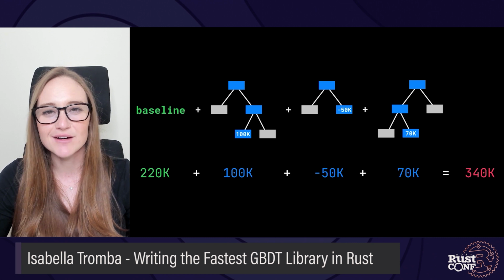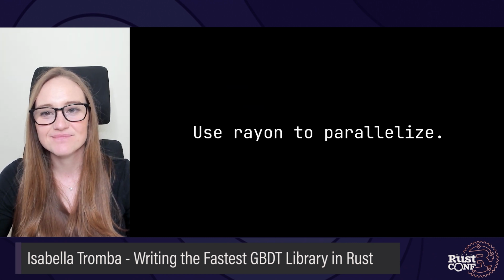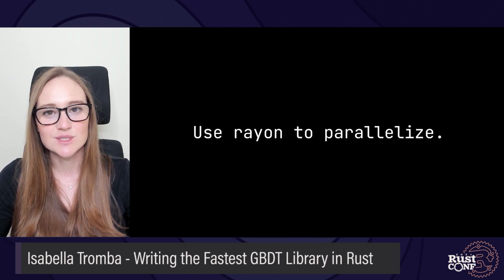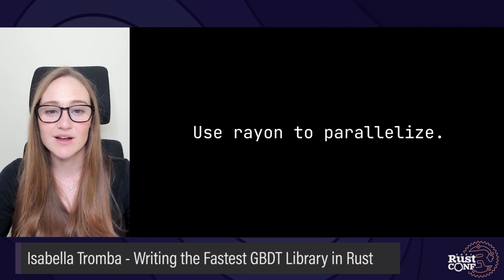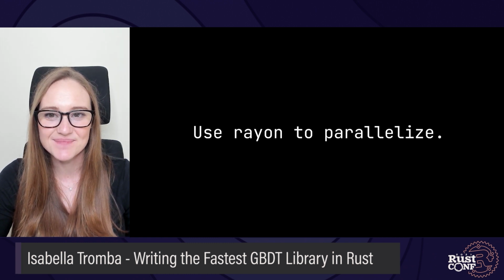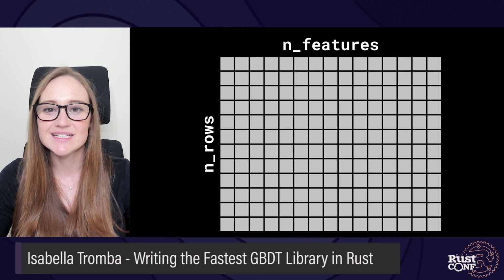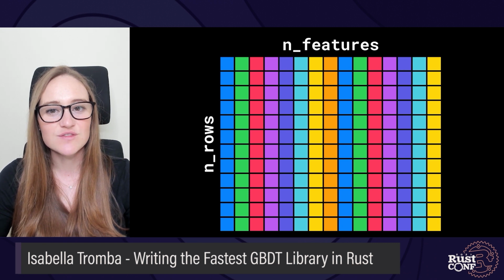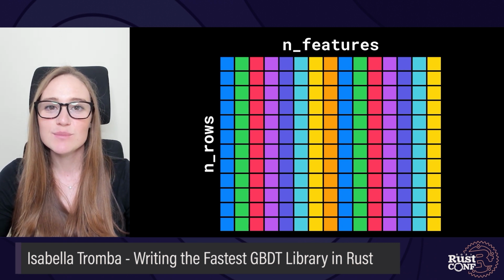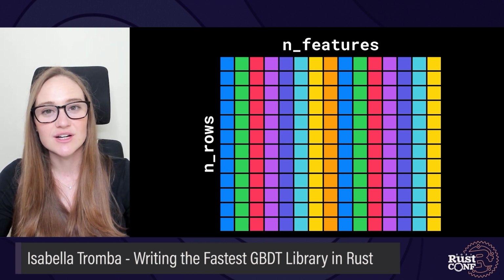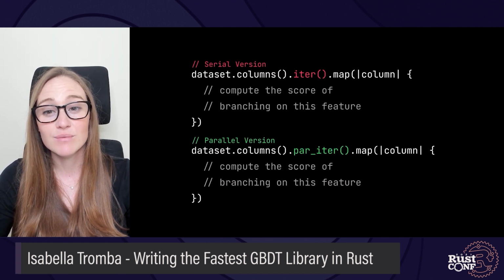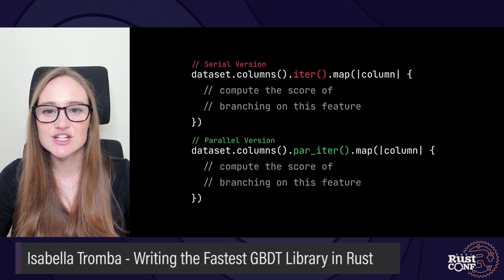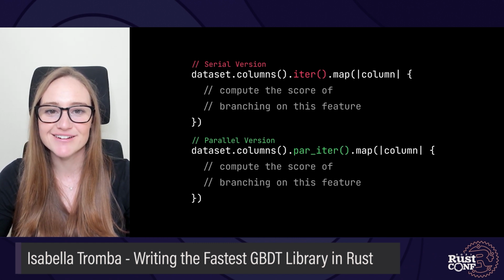Now let's talk about how we made our implementation fast. The first thing we did was parallelize our code, and Rayon makes this really easy. The process of training trees takes in a matrix of training data, which is n rows by n features. To decide which feature to use at each node, we need to compute a score for each feature. We can compute that score for each feature in parallel. With Rayon, it's as easy as changing the call to iter to par_iter.